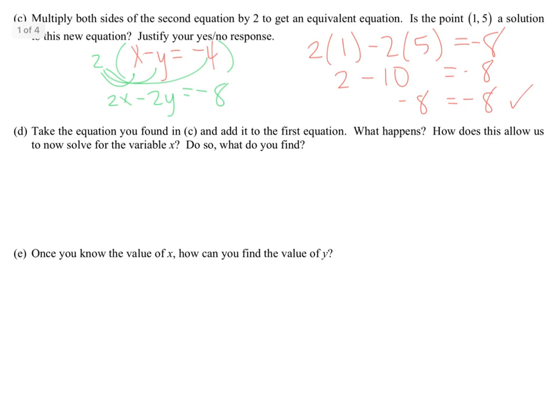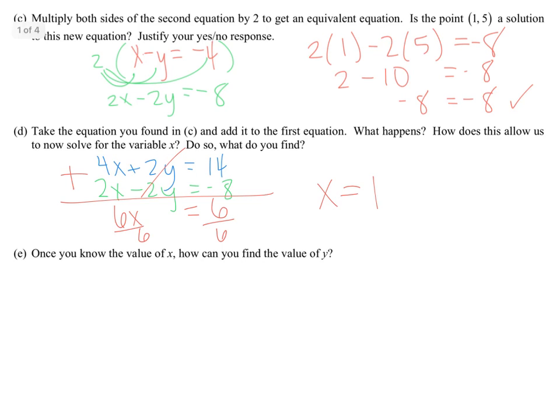So our first equation again is 4x plus 2y equals 14. And the new equation we came up with in letter C was 2x minus 2y equals negative 8. It's asking us what happens if we now add these together. Well, 4x plus 2x is 6x, but you'll notice that we have positive 2y minus 2y, so they actually cancel out or they eliminate. This equals 6. If I solve for x, x equals 1, right? Because 6 divided by 6 is 1.